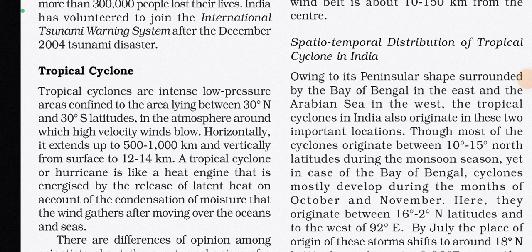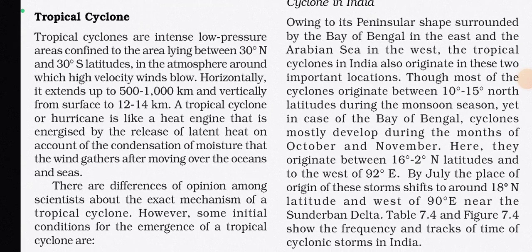Okay, now the next disaster we look at is the tropical cyclone. Tropical cyclones are intense low pressure areas confined to the area lying between 30 degree north and 30 degree south latitudes, in the atmosphere around which high velocity winds blow. Horizontally it extends up to 500 to 1000 km and vertically from surface to 12 to 14 km. A tropical cyclone or hurricane is like a heat engine that is energized by the release of latent heat on account of the condensation of moisture that the wind gathers after moving over the oceans and seas.